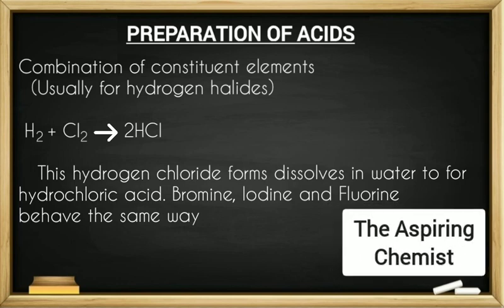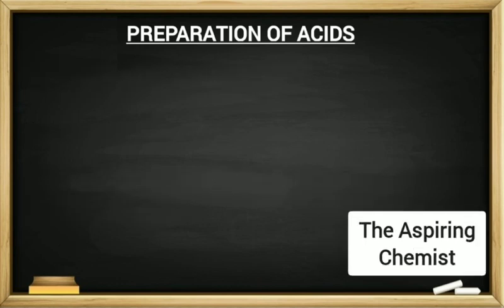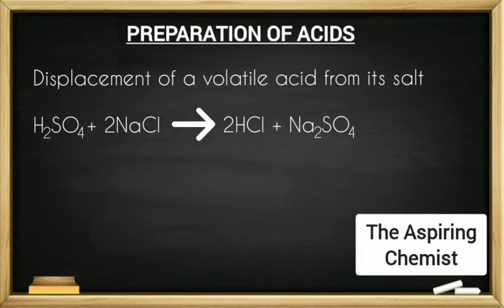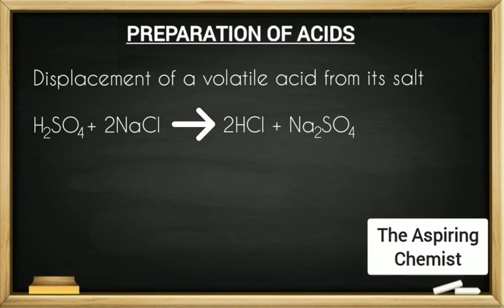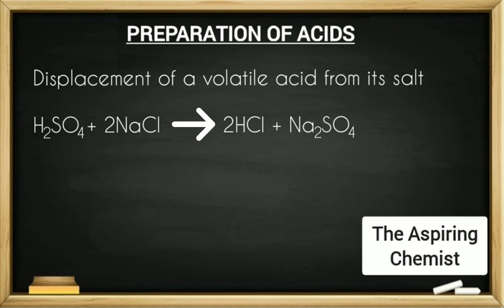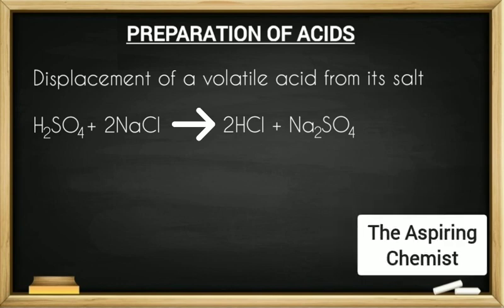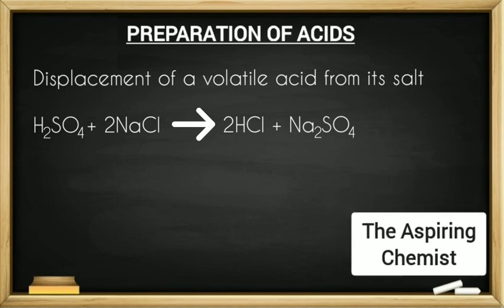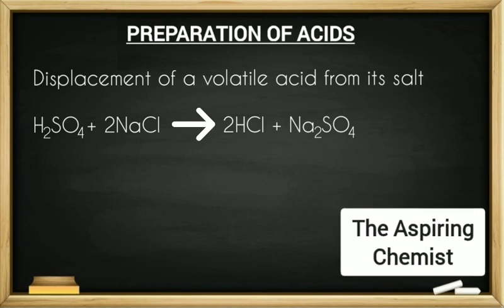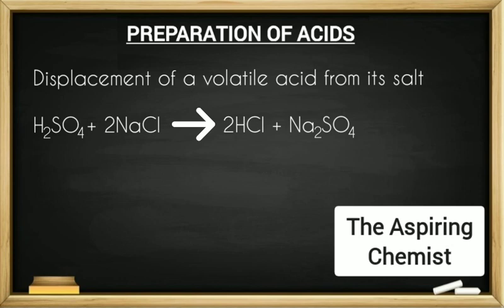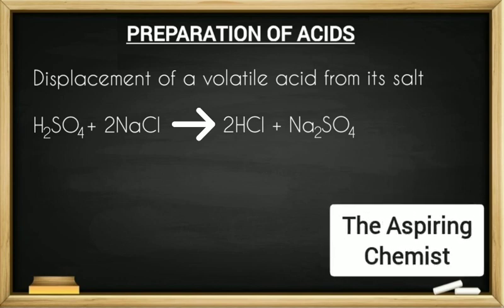and the hydrogen chloride dissolves in water to form hydrochloric acid. The next method I have here is the displacement of a volatile acid by a non-volatile acid. For example, sulfuric acid can react with our regular kitchen salt, table salt, to form hydrogen chloride, because sulfuric acid displaces the hydrochloric acid from its own salts, and then we form a new acid, which is hydrogen chloride.